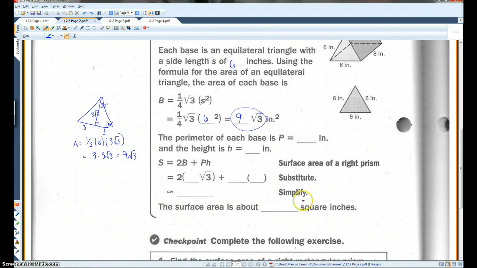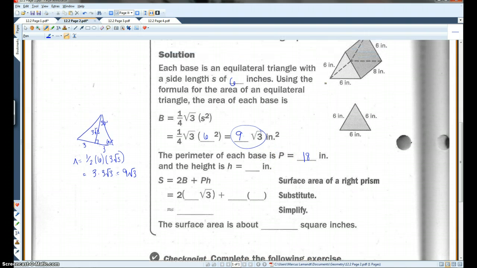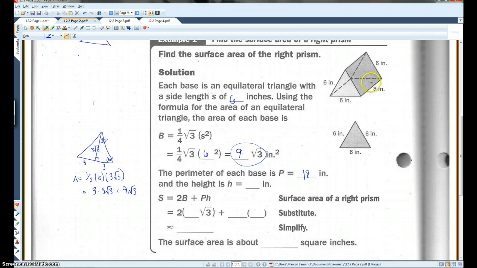Alright, the perimeter of each base, if it's a triangle and each side is 6, the perimeter is 18. The height of the prism is going to be the segment that connects the two bases. So in this case, it's going to be 8.